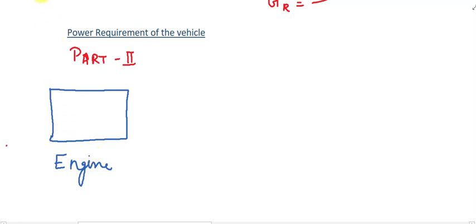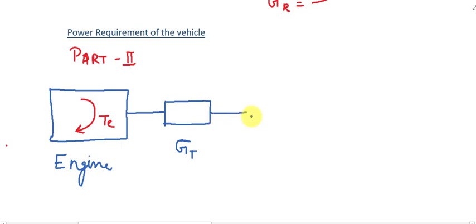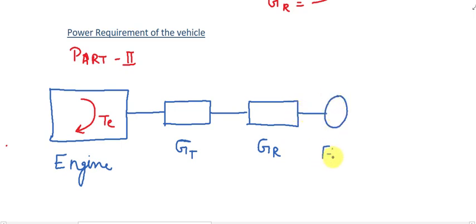and the torque produced inside this engine is Te. This engine is connected to your gear transmission, and the ratio which you provide is GT. After that, this is connected to your rear axle, and the gear ratio for the rear axle is denoted by GR. And the last, this will move to your flywheel.